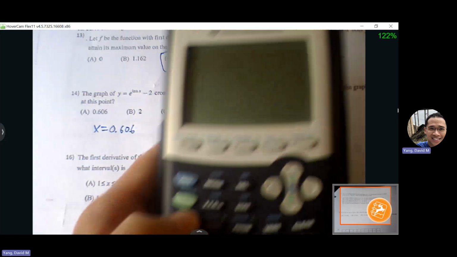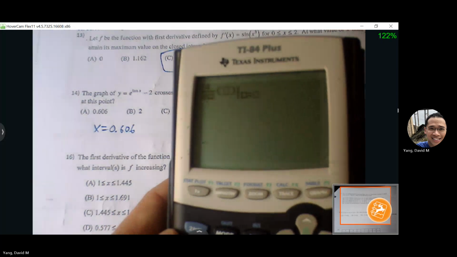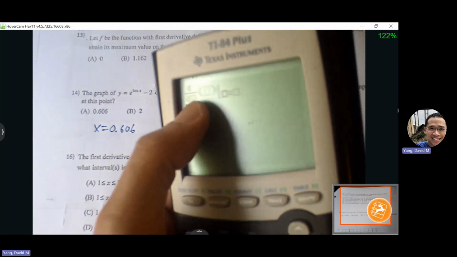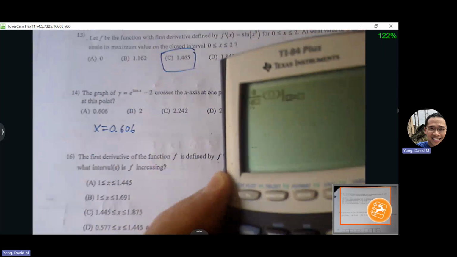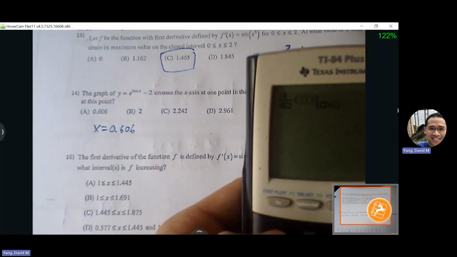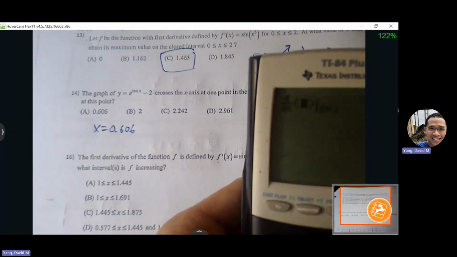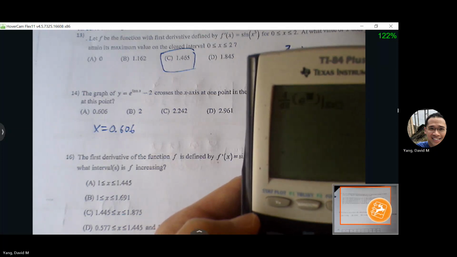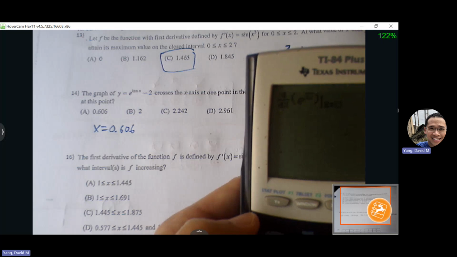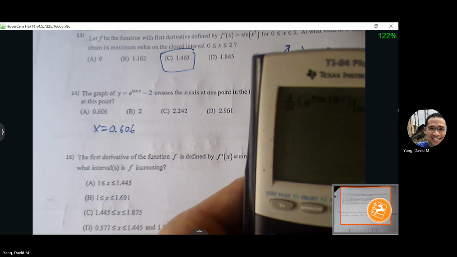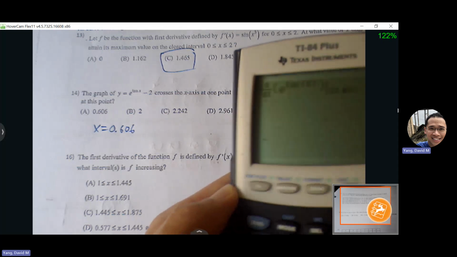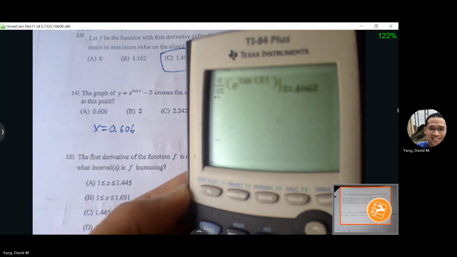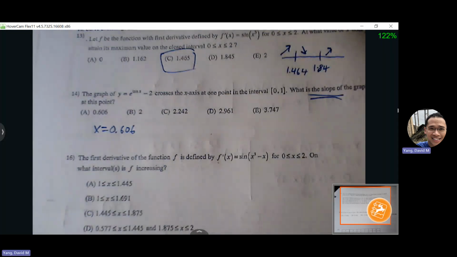If you do Math 8, you can ask the calculator to evaluate the derivative of a function at a point. So all this can just be done in the calculator. We'll do d over dx, e to the tangent of x, and then plug in 0.606. Oh, sorry, thank you, minus 2.